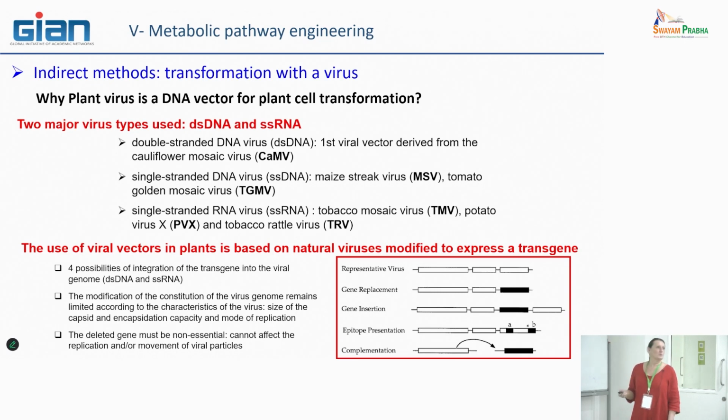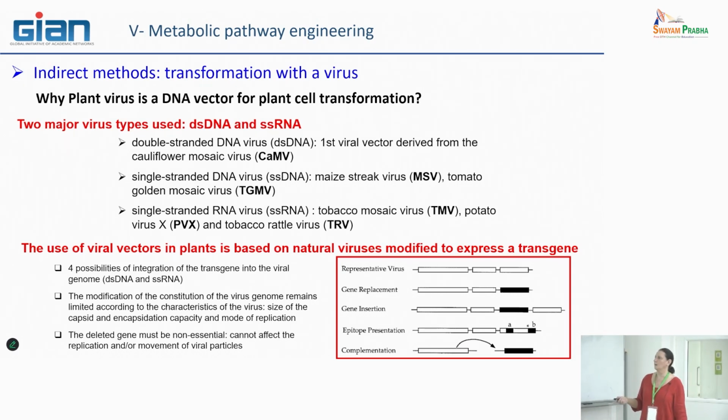So what can we do with this type of virus? There are 2 major virus types that are used in biotechnology: viruses with a single strand RNA, as I showed you before, or viruses with a double strand DNA. Here are the names of the most used viruses. In particular, CaMV is one of the most used ones, and TMV.